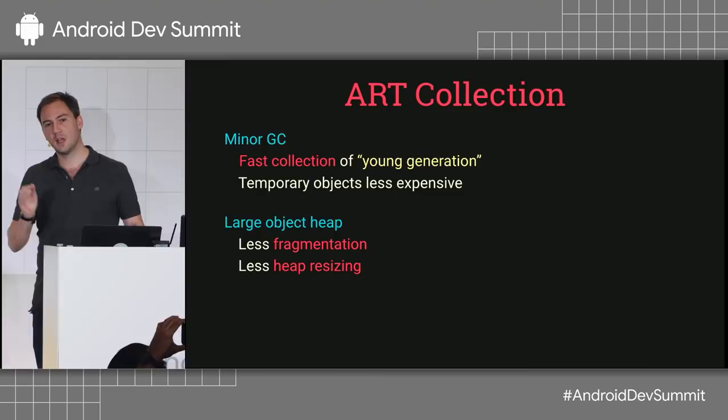All of a sudden, we made temporary object allocation and collection much faster and easier. It's not free, it's just less expensive. We also introduced the large object heap that we talked about, so you have less fragmentation. One of the huge benefits is that because we don't fragment the heap as much, we don't have to grow the heap as much in all the processes. And of course, we don't have as many of those GC for alloc events.